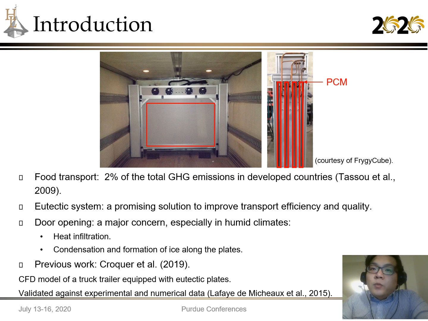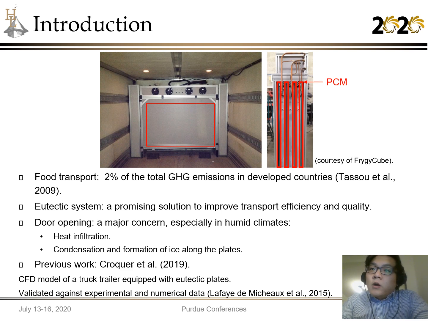Currently, approximately 2% of the total greenhouse gas emissions in developed countries are produced due to food transport, including motive power and refrigeration. And for medium to large sized truck trailers, self-contained diesel engines are primarily used to refrigerate and maintain the temperature inside the truck trailer.